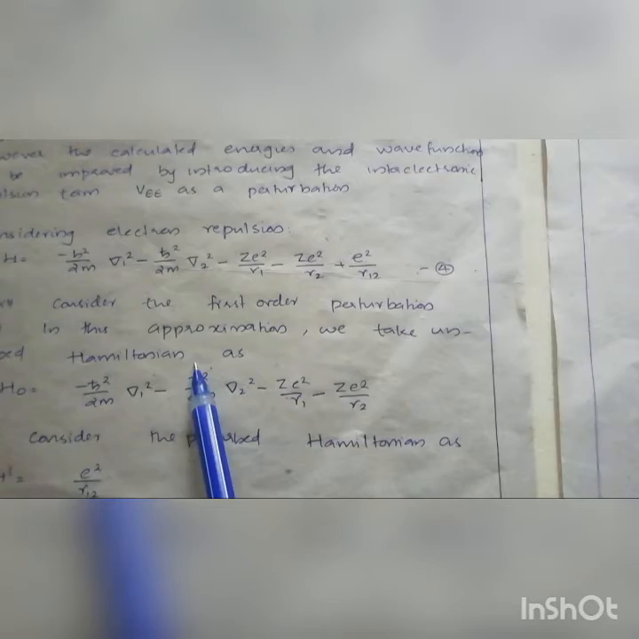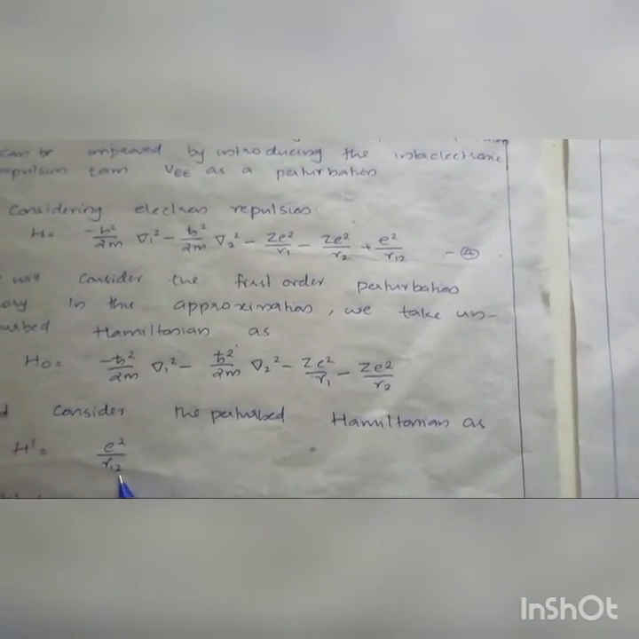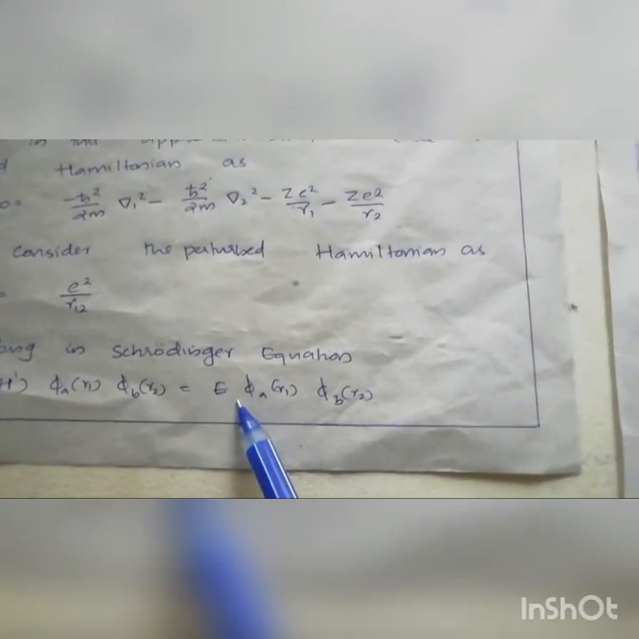In this approximation, we take the unperturbed Hamiltonian as H0 equal to minus ħ² by 2m ∇1² minus ħ² by 2m ∇2² minus Ze² by r1 minus Ze² by r2, and the perturbed Hamiltonian as e² by r12, which is denoted as H prime. So substituting H0 and H prime in the Schrodinger equation, we got (H0 plus H prime) φa(r1) φb(r2) equal to E φa(r1) φb(r2).